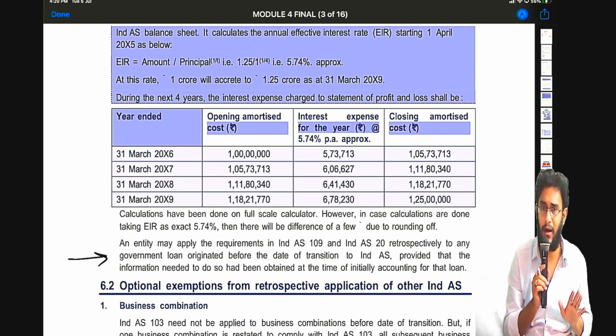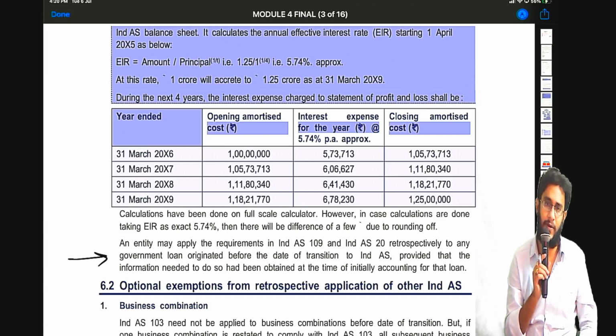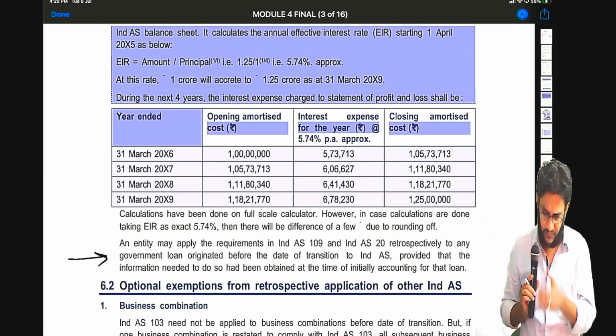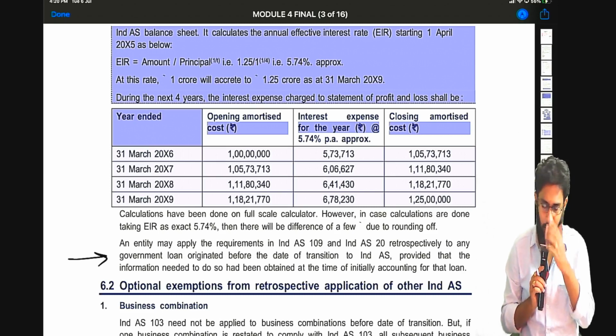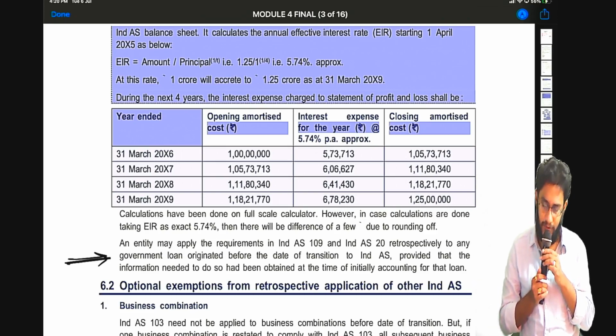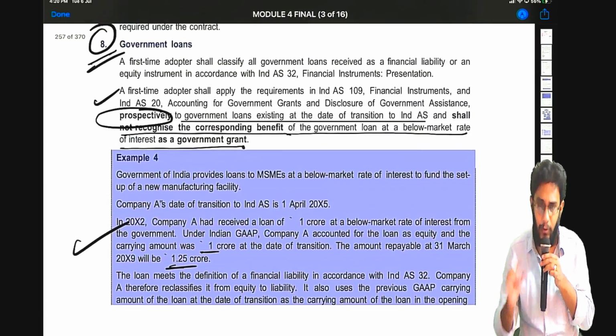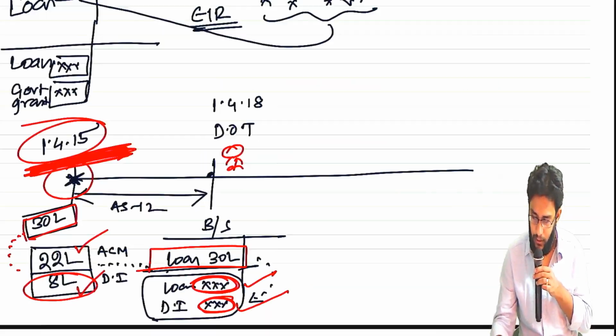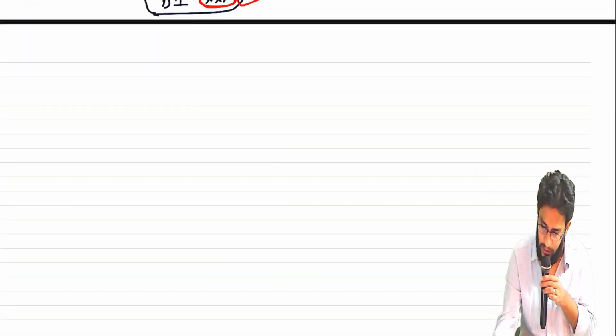Sir, these are mandatory exceptions, sir. You are not supposed to do retrospective effect at all. Of course, like these exceptions, there are one or two for this rule also. And hereafter are optional exemptions. So what we will do is, we'll make quick short notes on all these mandatory exceptions and then we'll discuss optional exceptions. Please put the heading, sir, in your notes.